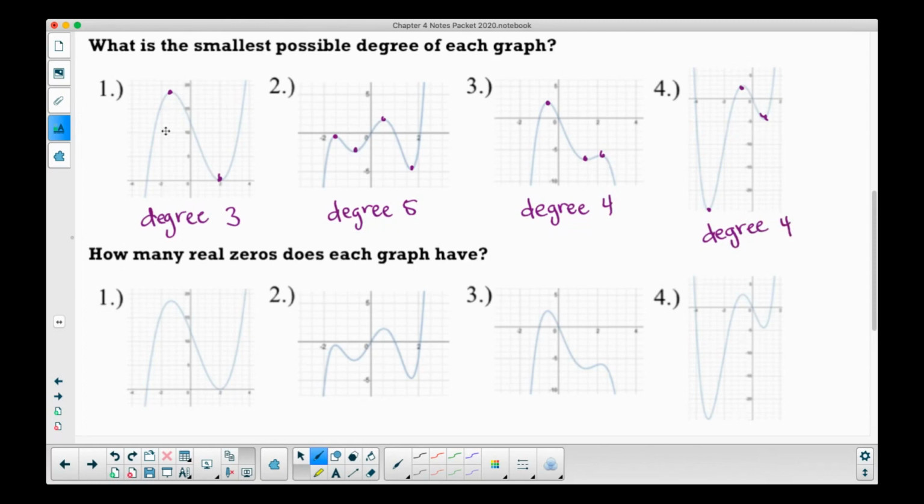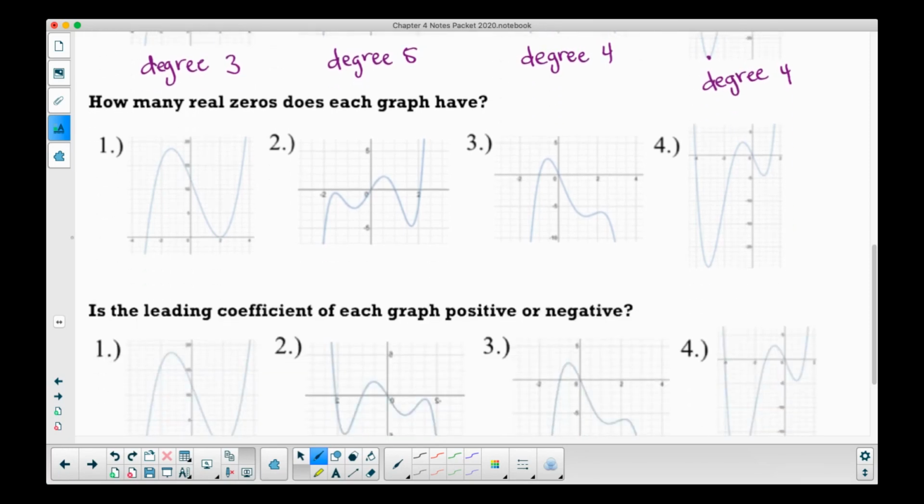And it kind of makes sense, right? If you look here, this would represent an odd function. So degree 3, yeah, that would make sense. Could be degree 5, could be degree 7, but at least degree 3. And then look at the end behavior here. It's going to have to be odd. So at least degree 5, could be 7, could be 9. Here, this is an even function, so degree 4 would make sense. And here, this is an even function, so degree 4 would make sense.